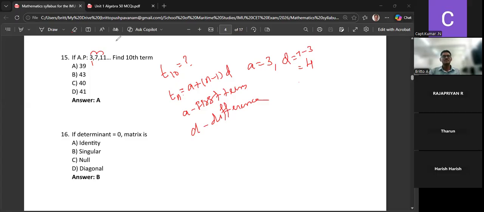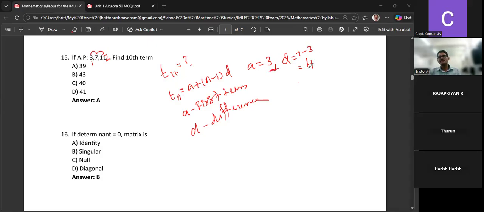Otherwise, it's not an AP. Suppose we find the difference 11 minus 7, you should get 4 only. Suppose if it is 12, it is not an AP, and you can't find the 10th term. So the AP condition is that the difference between consecutive terms should be equal. So here D is 7 minus 3, which is 4.